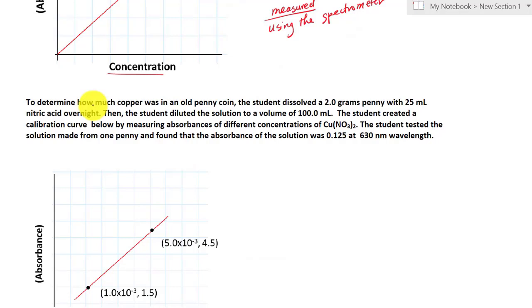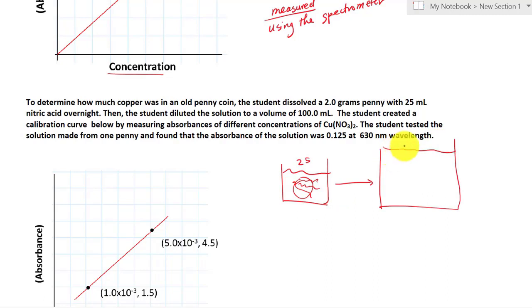Now let's look at an example problem where we can actually carry out this experiment in our class. To determine how much copper is in an old penny coin, the student dissolved a 2.0 gram penny in 25 milliliters of nitric acid overnight. Then the student diluted the solution to a volume of 100 milliliters. So what's happening there? Let's draw this out. So this would be 25 milliliters of nitric acid, and this is your penny, okay? And the penny is going to dissolve overnight.